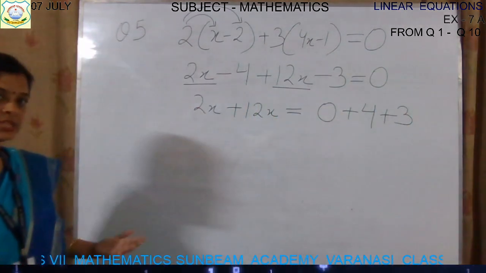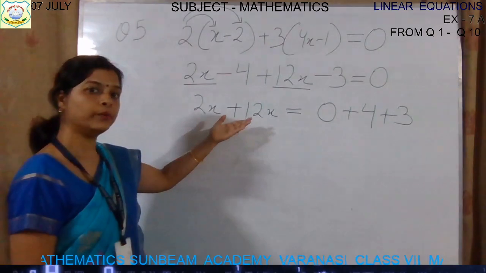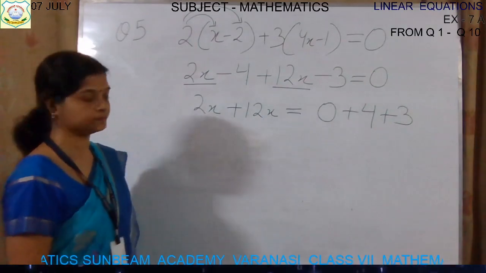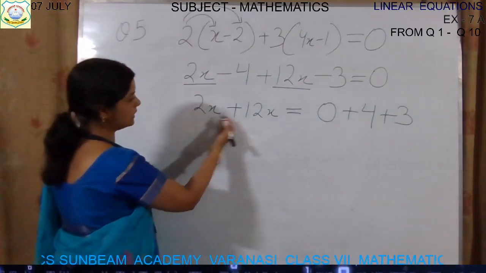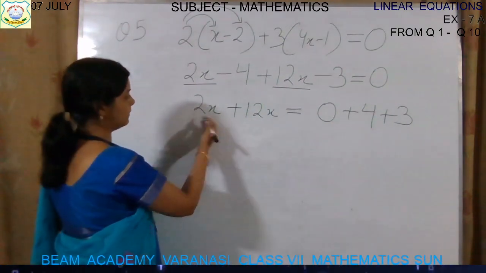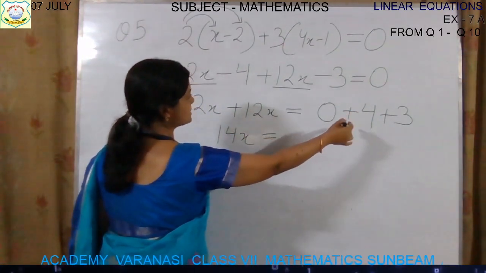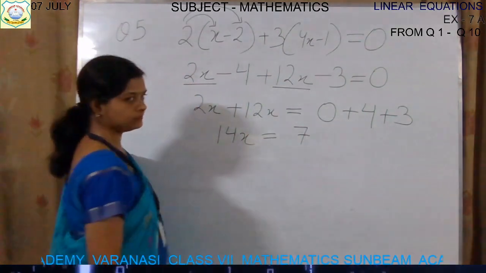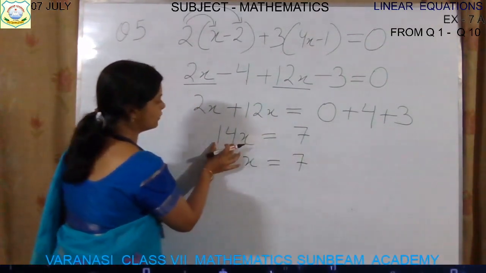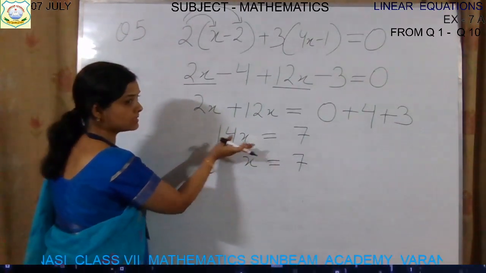So in this way we have transposed all the constant terms to RHS. Okay, separating variable term on one side and constant term on other side. This is our step. Now just solve it. 2x plus 12x, both were positive, so we will add them. 14x is equal to, when you will add all three, 0 plus 4 plus 3, the answer will be 7. Clear? Now x is equal to 7. This 14 will be transposed to that side. It is in multiplication with x. 14 is in multiplication with x.